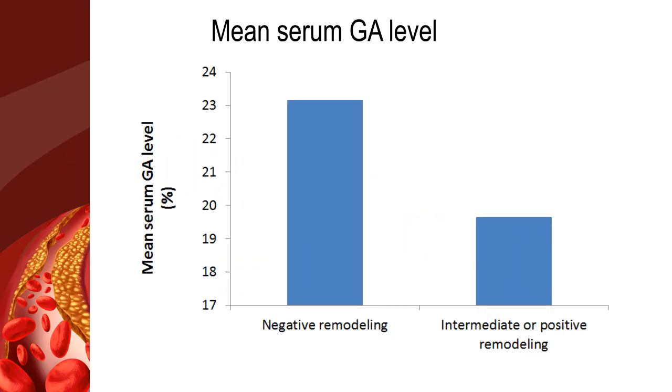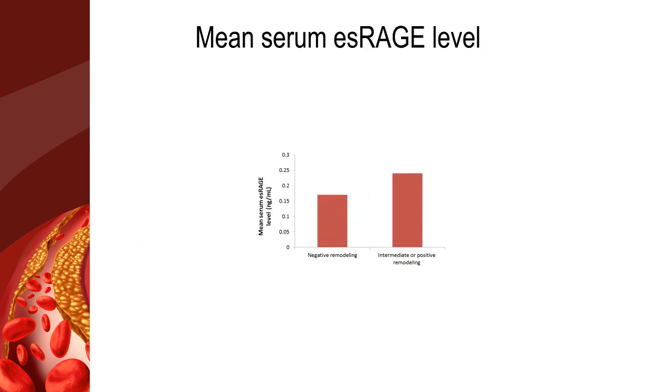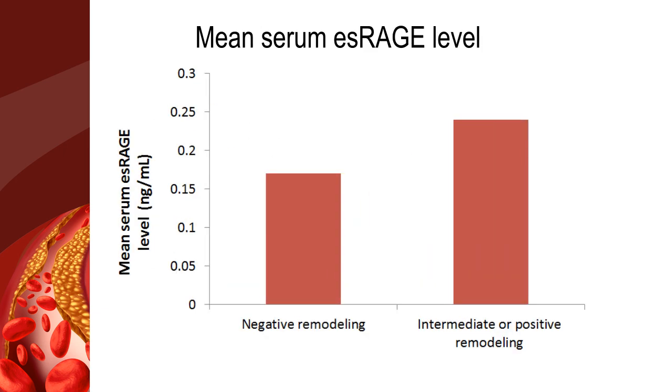The mean serum level of glycated albumin was higher in negative remodeling patients than in intermediate or positive remodeling patients. The mean serum level of endogenous secretory receptor for advanced glycation end products was lower in patients with negative remodeling as compared to intermediate or positive remodeling.